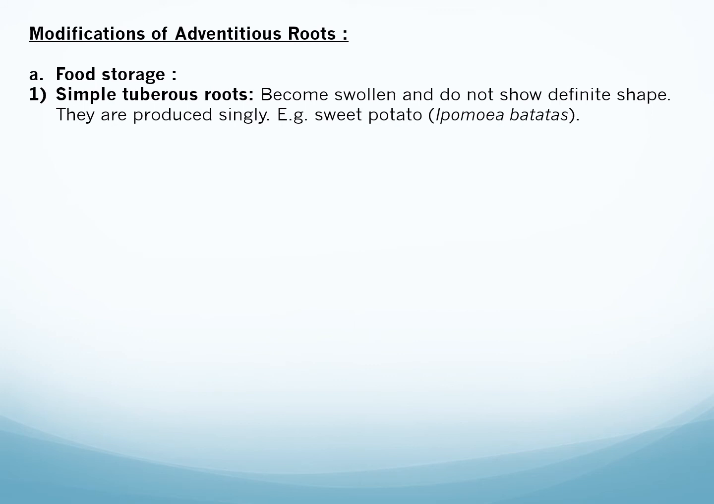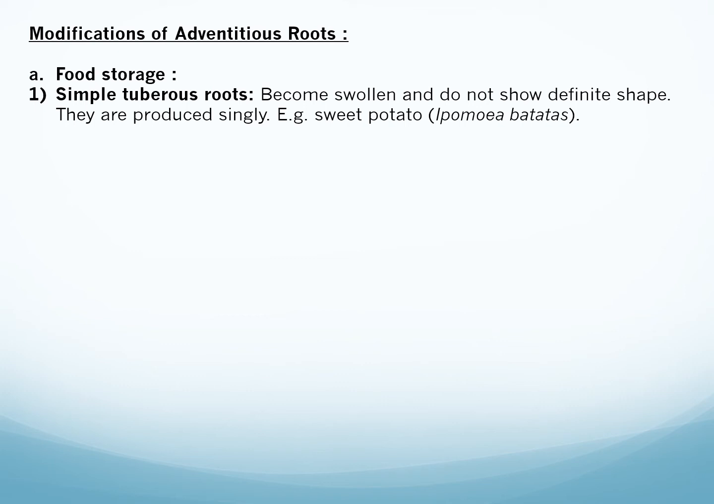Modifications of adventitious roots. Adventitious roots are also known as fibrous roots. These roots do not grow very deep into the soil. So the modifications of adventitious root is for food storage. Number one, simple tuberous roots. These roots become swollen and they do not show definite shape. They are produced singly. For example, sweet potato.